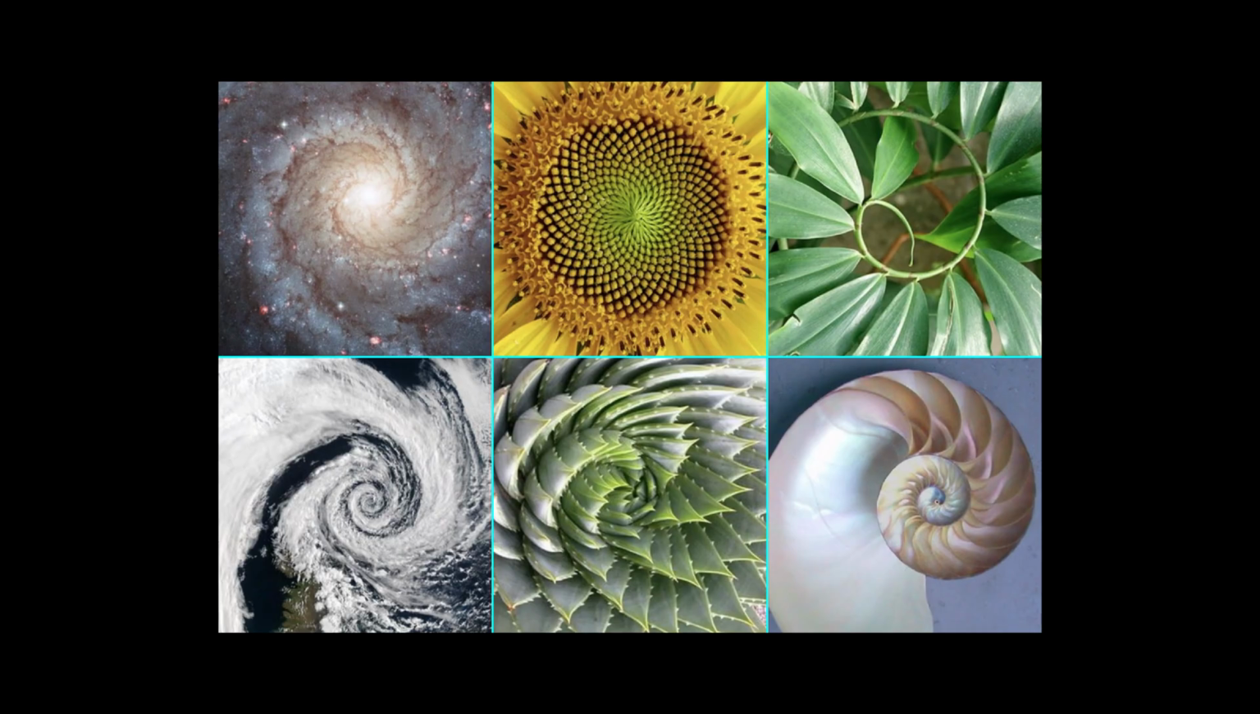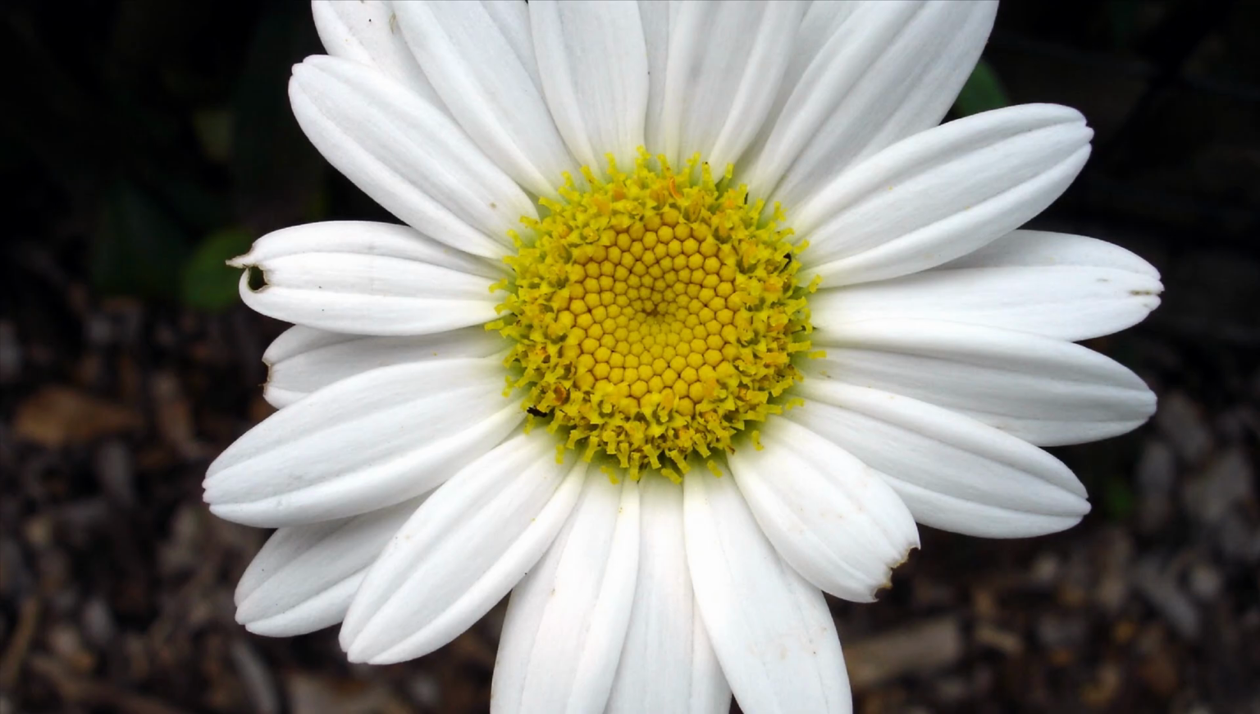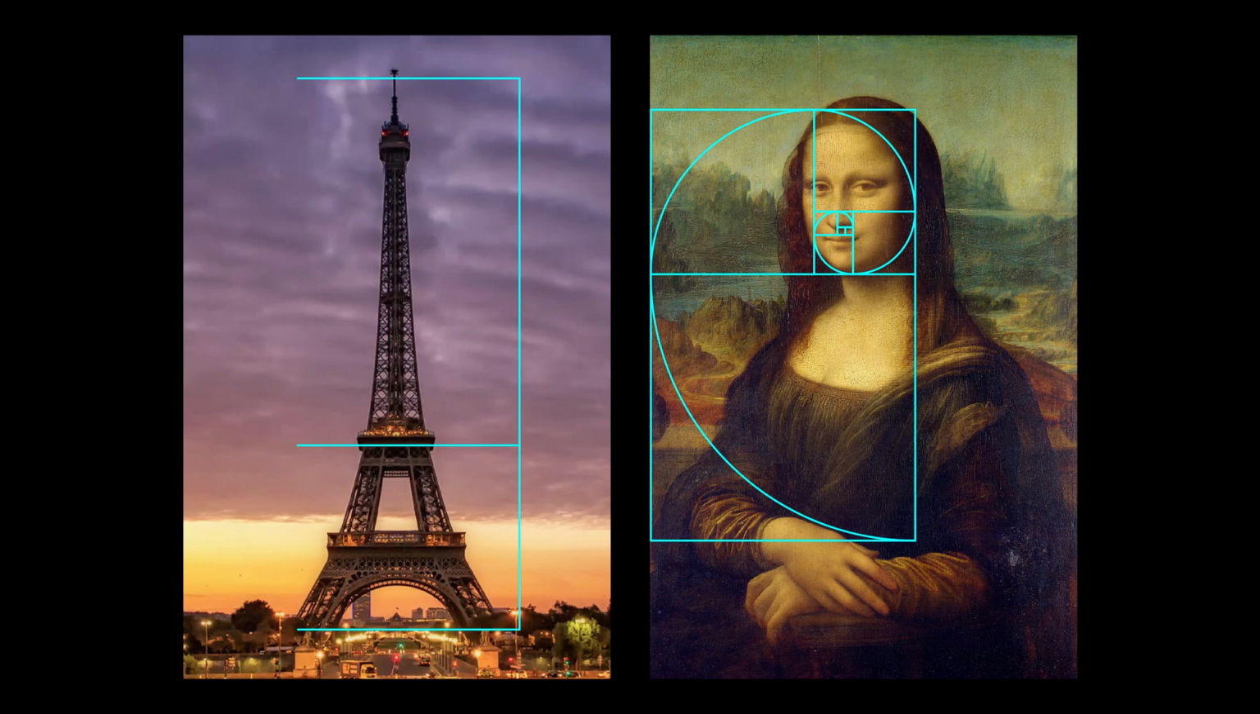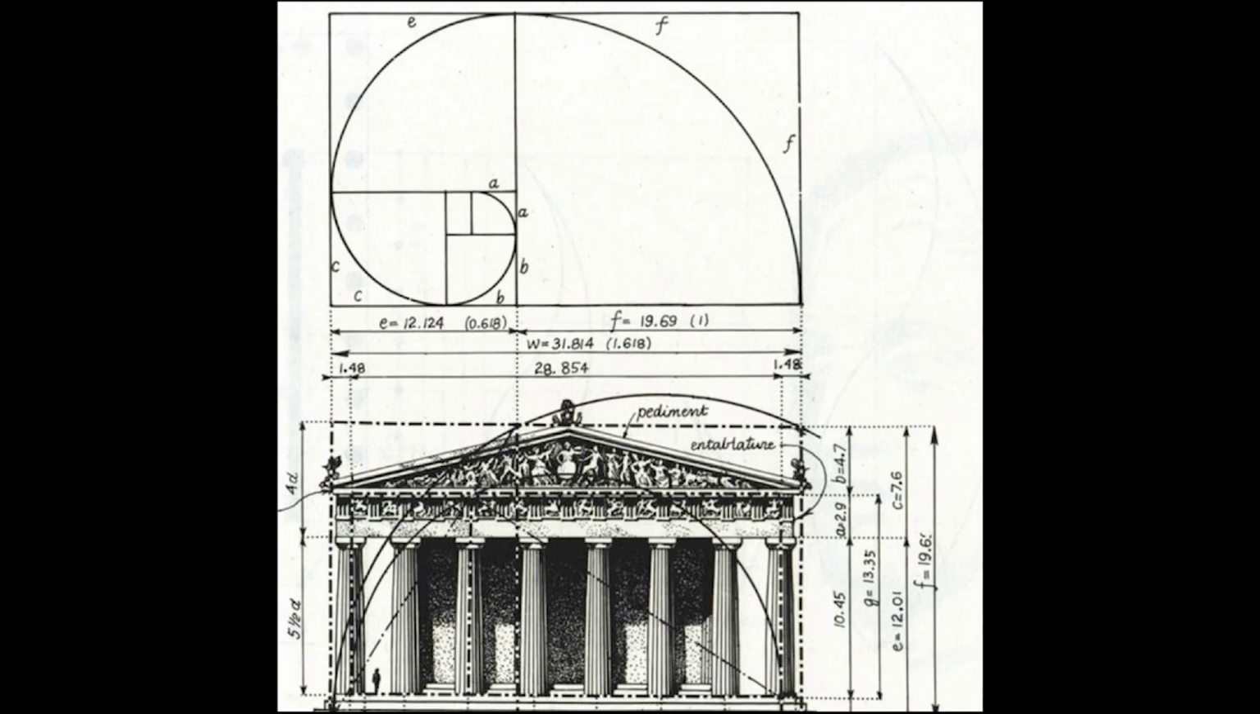You've seen it in galaxies, pine cones, storms, flowers, plants, and the nautilus shell. What you find is, especially in the arrangement of these florets within the flower, you can count the curves radiating around the center. There are 13 curves, and 13 is a number in the Fibonacci sequence. Some other places we've seen the Fibonacci sequence, the Eiffel Tower, Mona Lisa, and even the Parthenon.